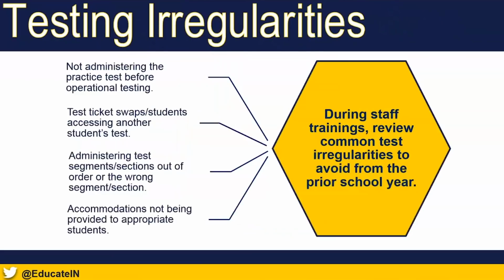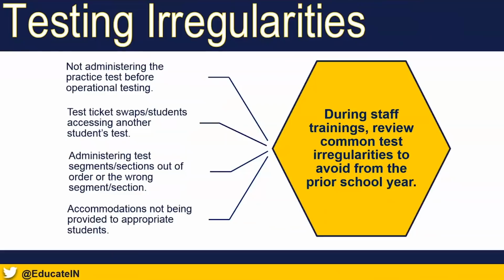Common irregularities that were reported to IDOE that should be avoided this year include TAs not administering the practice test before operational testing. TAs need to verify students have completed the practice test at least once prior to the operational test. If TAs are uncertain whether a student has completed the practice test, they should contact their STC for assistance. Test ticket swaps or students accessing another student's test. TAs need to confirm the correct student is accessing the correct test.